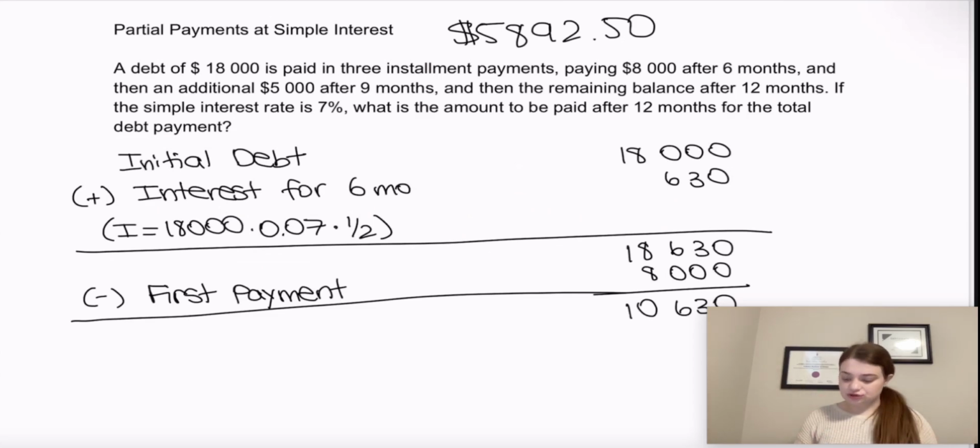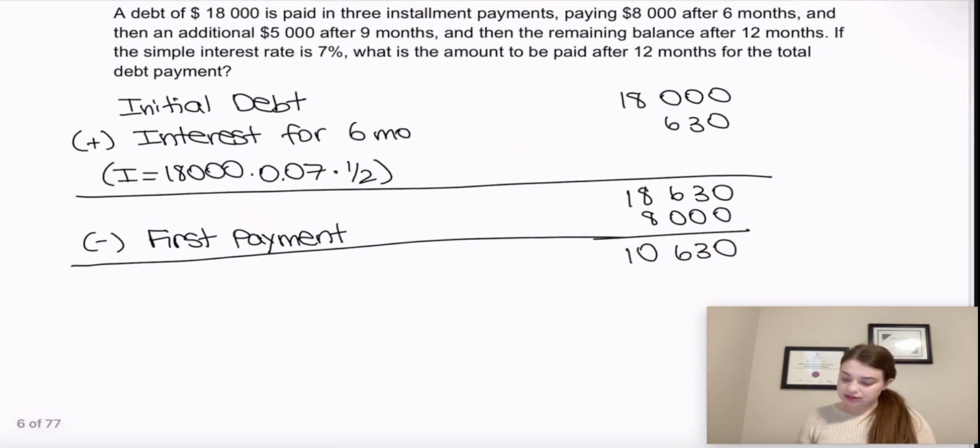All right, so next we have to add interest for the next chunk. So how much interest is going to accrue in the next 3 months? Because we just made a payment after 6 months. After 3 more months of interest accruing, there is going to be an additional payment of $5,000. All right, so first we need to calculate interest for these next 3 months.